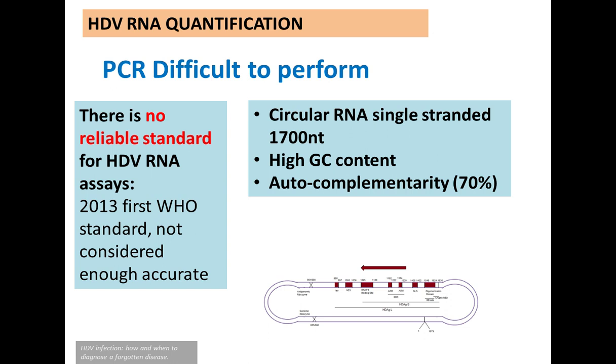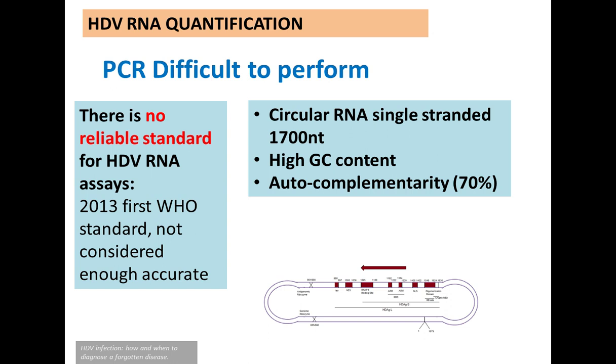Besides, the PCR systems are also difficult to perform, as the circular RNA has a high GC content and extreme auto-complementarity, near 70% of auto-complementarity. This feature determines that, being single-stranded, the viral RNA adopts something like a double-stranded conformation, and this requires a strong denaturation process that should be done previous to the amplification cycles.